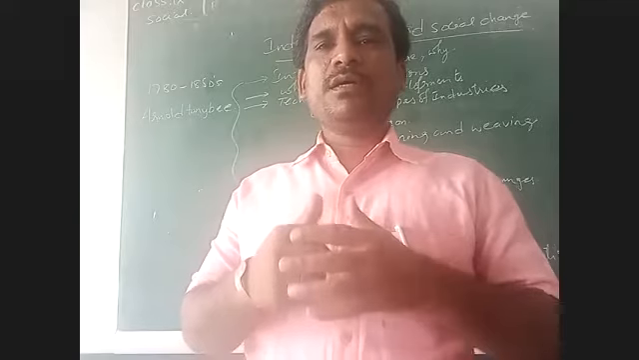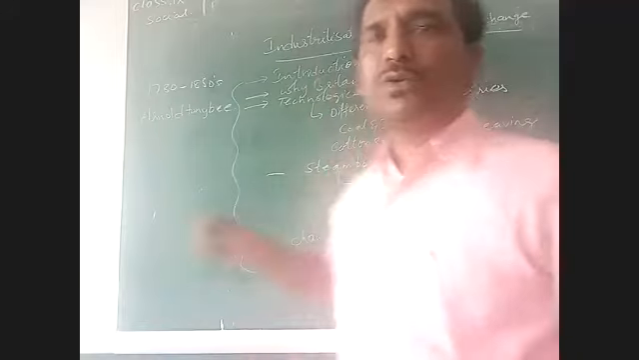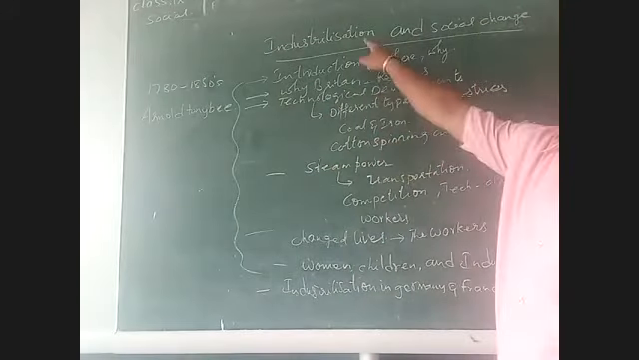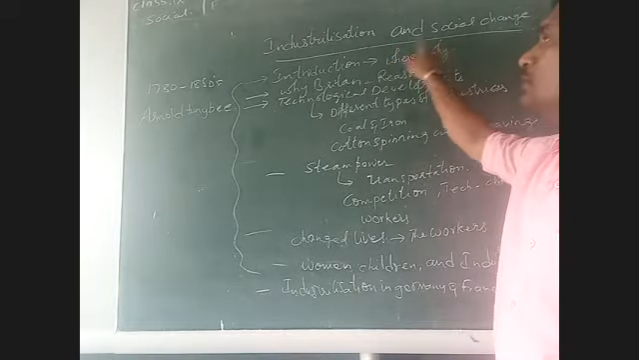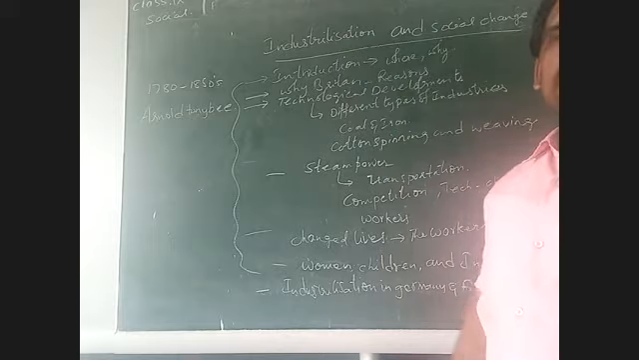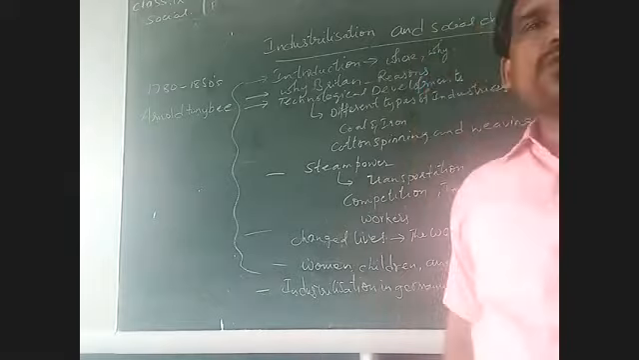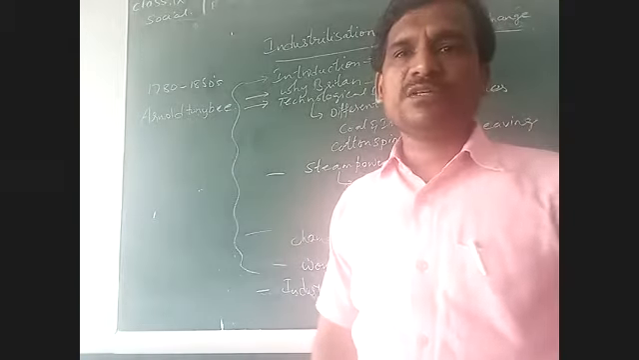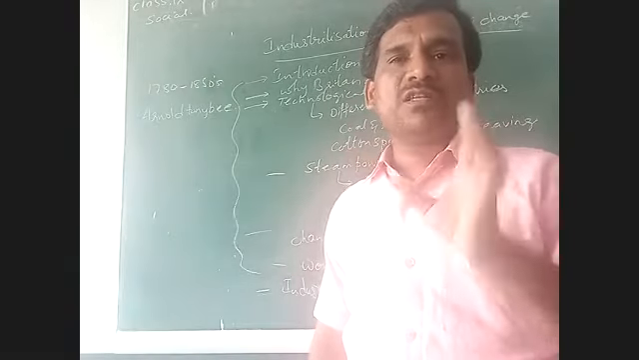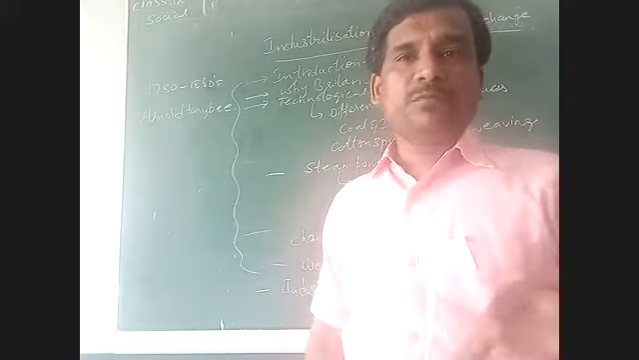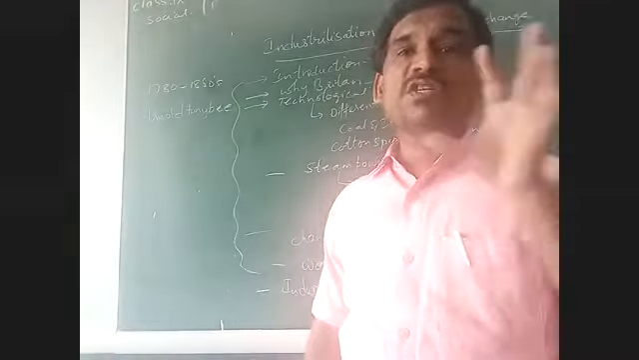So the chapter name is industrialization and social change. You can see here industrialization and social change, right? So industrialization, the establishment and development of industries, and how it is linked to social change. What is meant by social change? Changes in the society. In simple terms, we can say changes in the society, samajika marpu. So industrialization helps in bringing changes in the society.